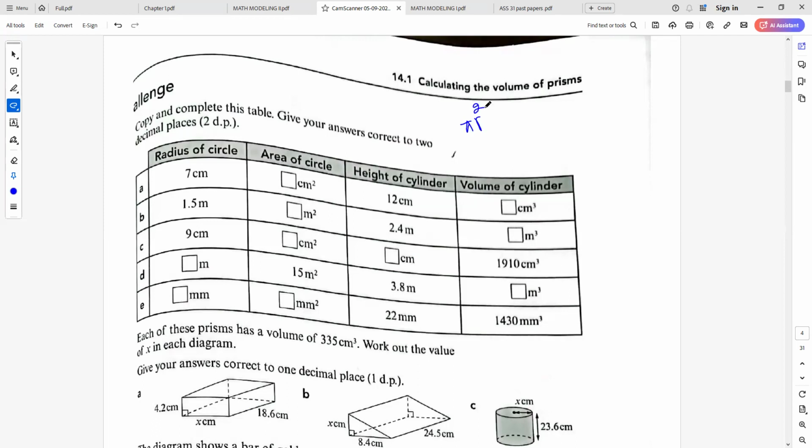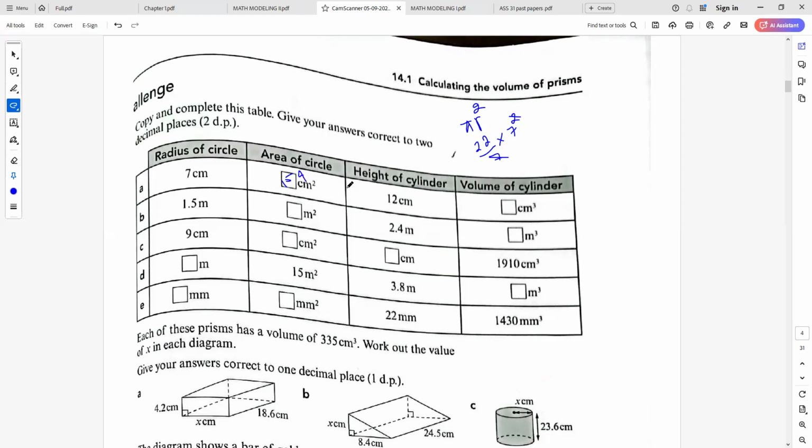If the radius is a multiple of 7, we can use 22 by 7, right? 22 by 7 times 7 squared. Now one 7 from the 7 squared and this 7 will cancel each other. Then we have 22 times 7, so here 154, right? 154 is the area of the circle.